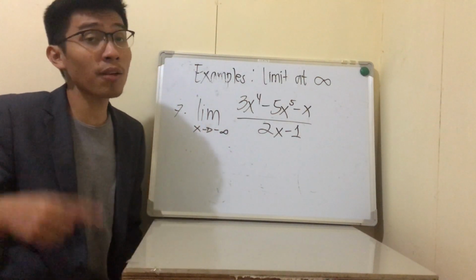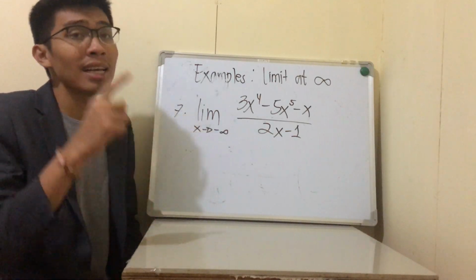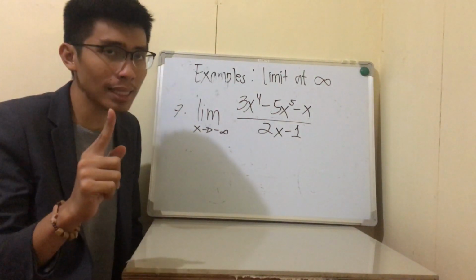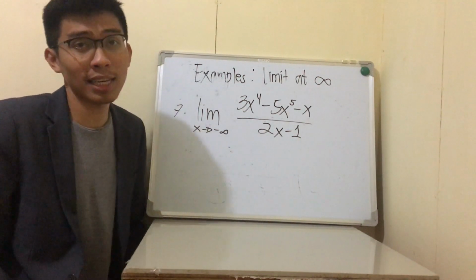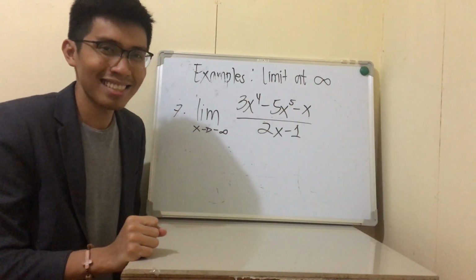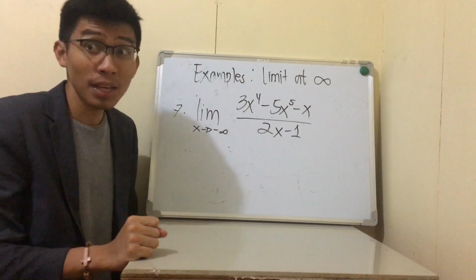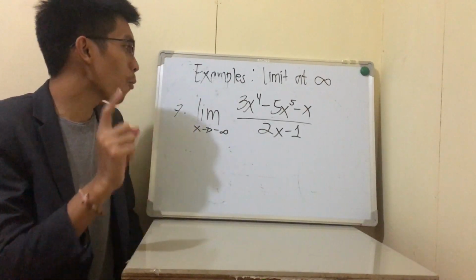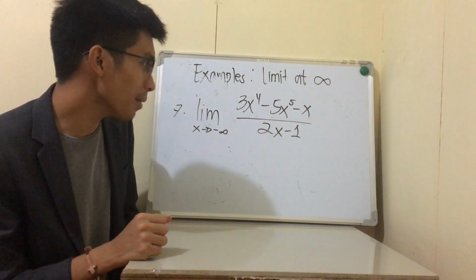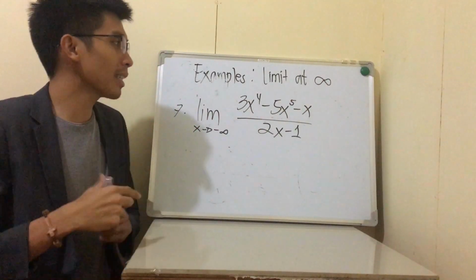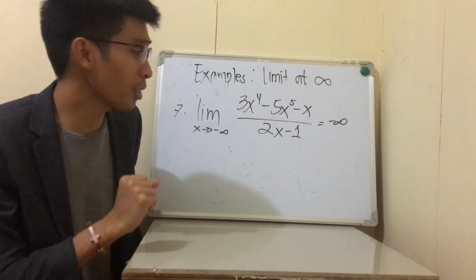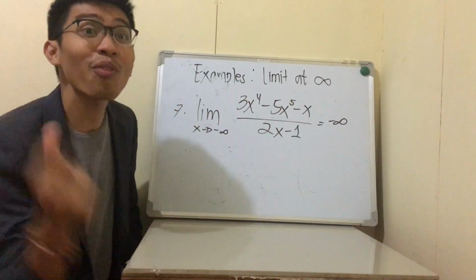What will happen if your function looks like this? Same thing that we did in our example number 5 and number 6. You have to identify the leading coefficient. I'll give you 5 seconds to find the result. Okay, time is up. What is your answer in this example? Okay, very good. The answer is negative infinity. How did we get that negative infinity as fast as that?